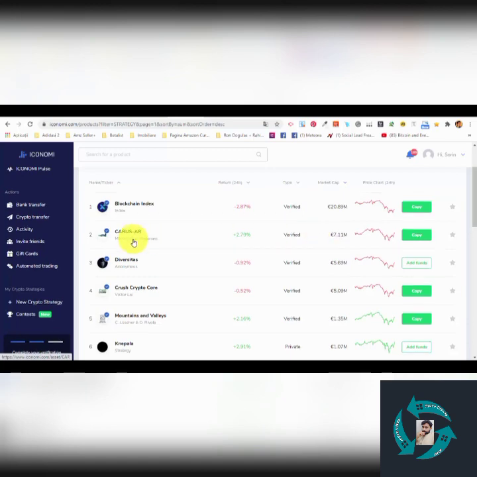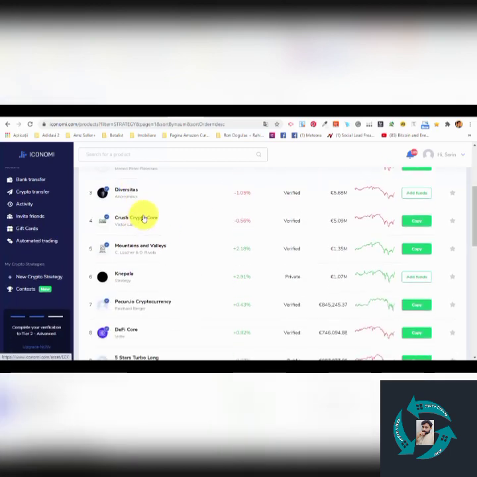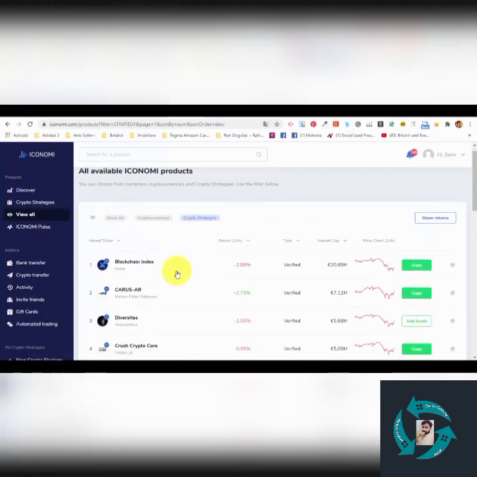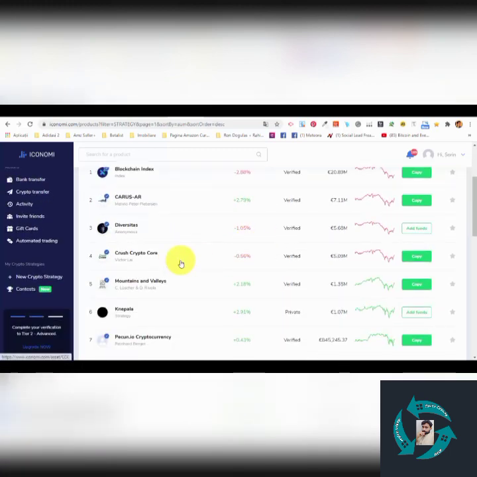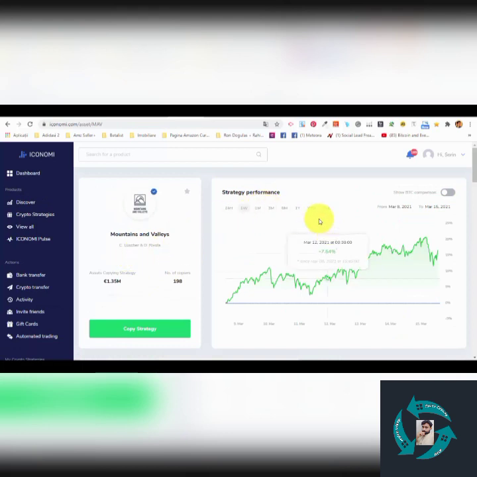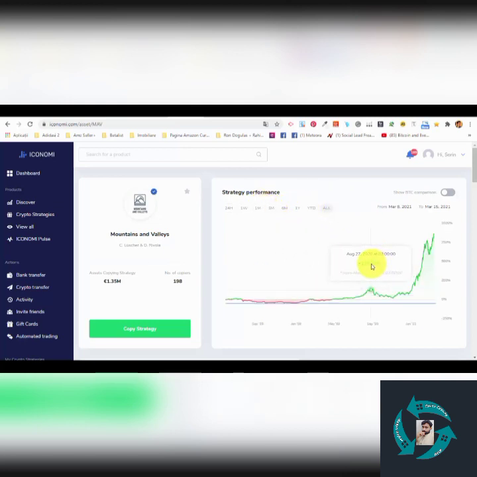Okay, so again, another thing that we are looking for is the small check mark to see if it's verified. Okay, if it's verified. And another thing that we are looking at, again, it will be your decision whoever you want to copy, or if you want to copy anyone at all, is, for example, you click on a strategy and we are looking for the all-time performance, and we are looking for strategies which are old, like over 2 years old.